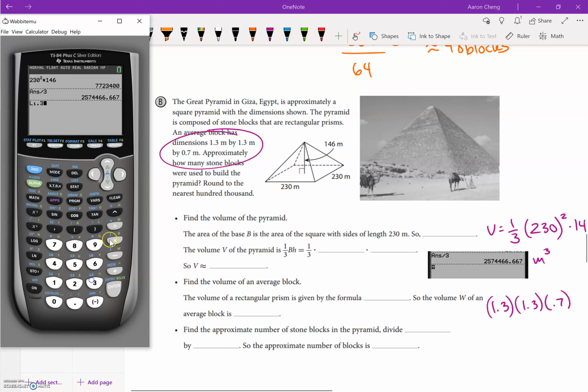So 1.3 meters times 1.3 meters times 0.7. And we're going to take our 2,574,466, divided by our previous answer. And it took us, looks like, 2,176 blocks. Yeah, I'm not going to write that number down.